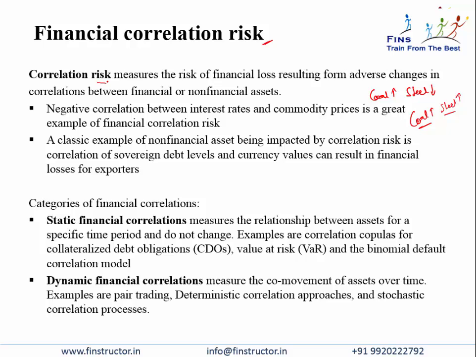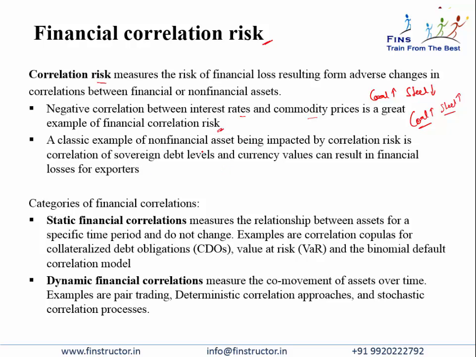A negative correlation between interest rates and commodity prices is a great example of financial correlation risk. So generally we've seen as interest rates go down, commodity prices go up. As interest rates go up, commodity prices go down. A break in that correlation may cause a loss and is a source of correlation risk.